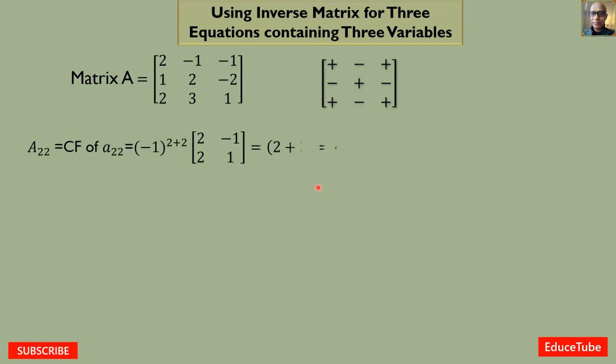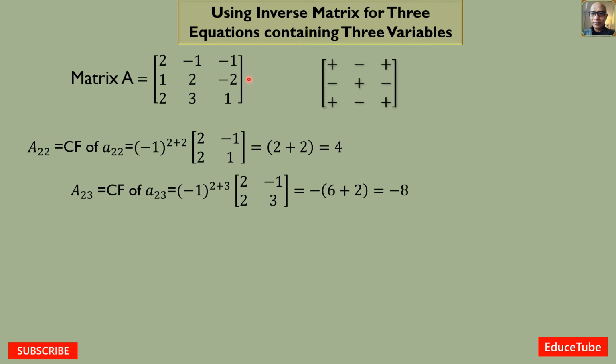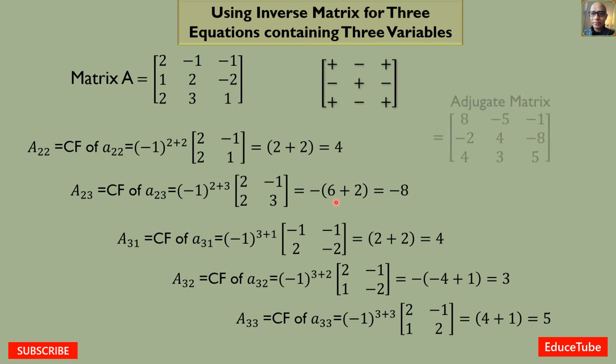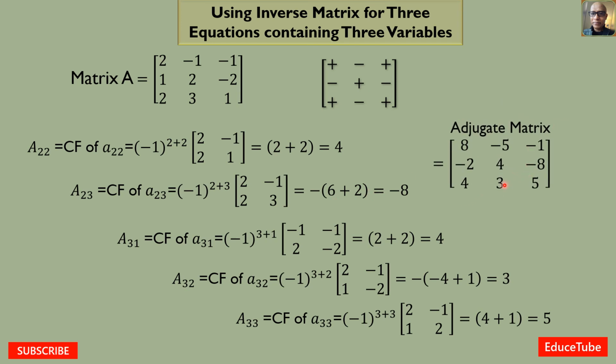Like here A22, we got 4. A22 means these positions. I mean A22 cofactor we are finding. So A23, it will be these positions. Then we are finding A31. Then we will go for finding A32. Then remaining is A33. So we got all the values because A33 means these positions. All cofactor we got. So now we can complete the adjugate matrix. Remaining all value we put like 5, 3, 4, minus 8. Already all are here.